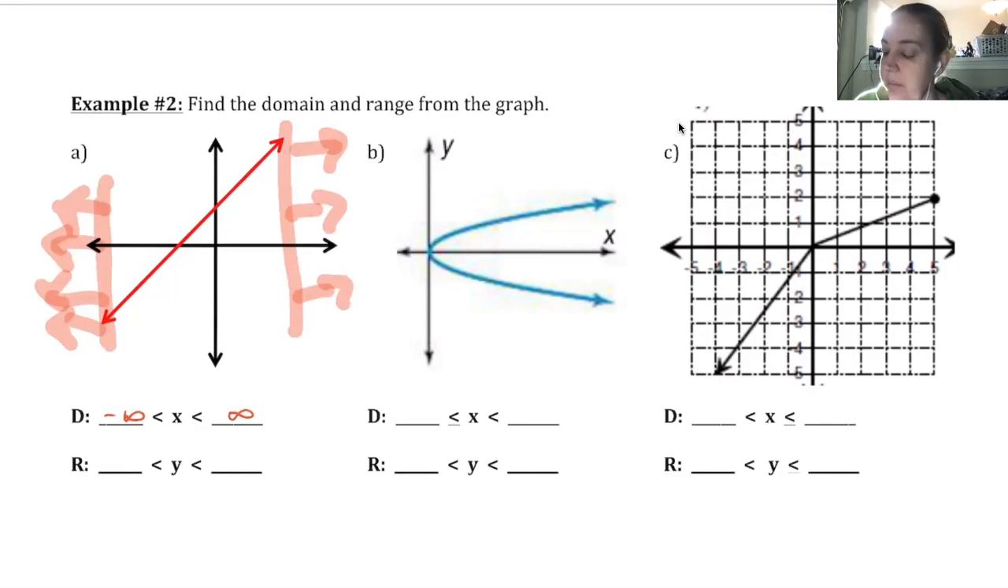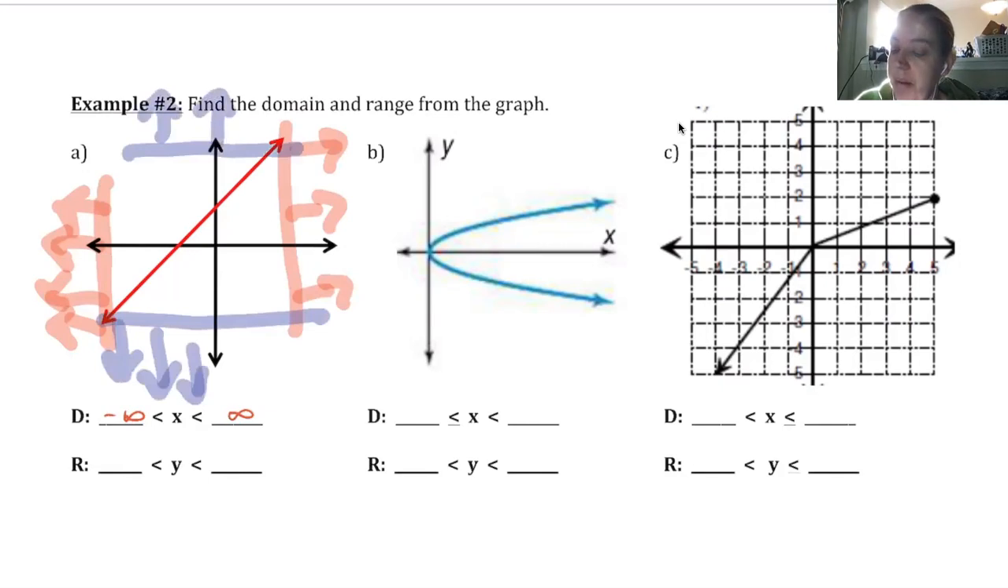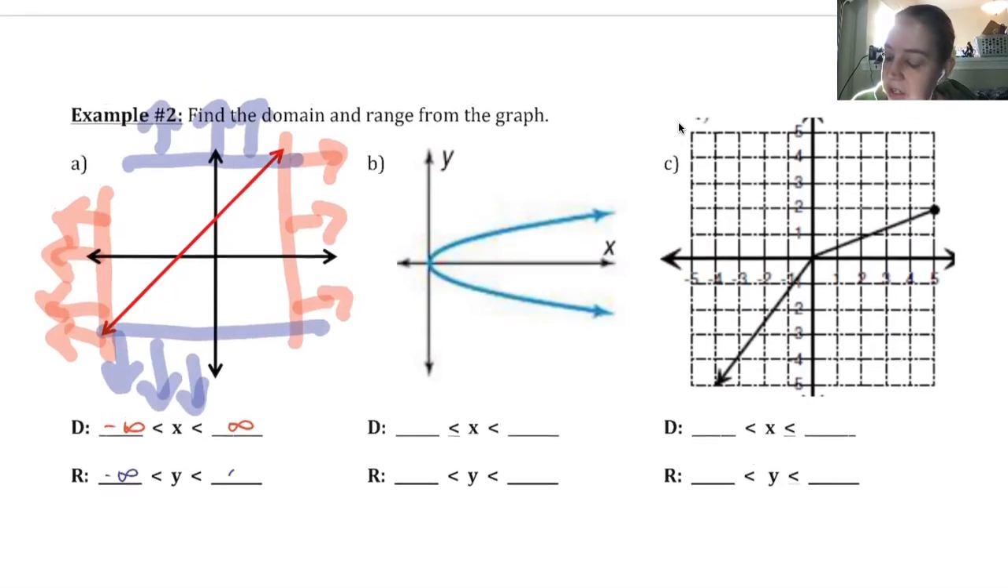Same thing for top and bottom. So if I look at the bottom, it goes down. It keeps going down, down, down. And at the top, it keeps going up, up, up. So my range is negative infinity to infinity. Good.